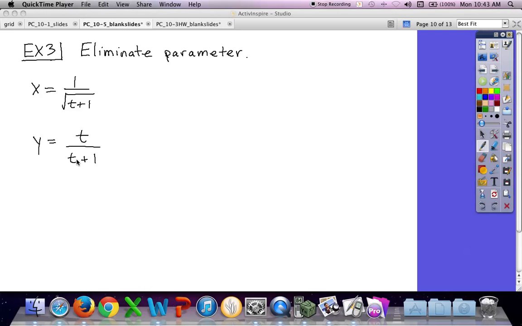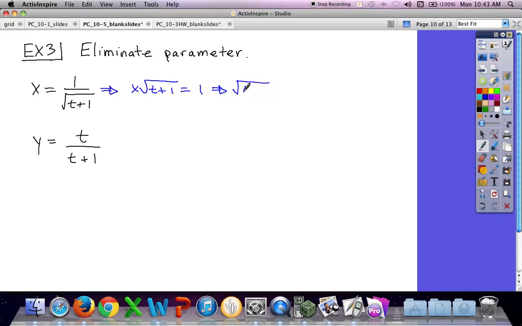And I think it'd be much easier to deal with the square root, just square it, that would get rid of the square root, than it would be to have to multiply by t plus 1, get all the t's on one side, factor out a t, right? So let's solve this one for the t. All right, I'll multiply by the square root of t plus 1. And then I'll divide by x. Okay, and then square both sides.